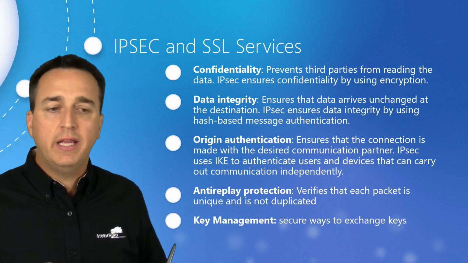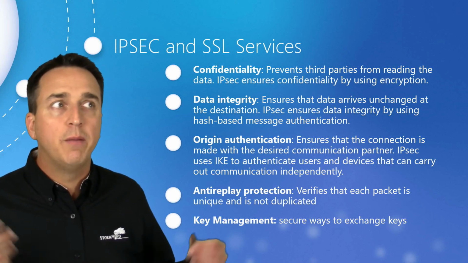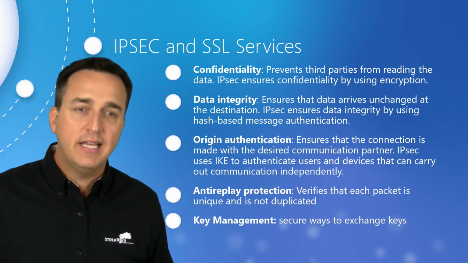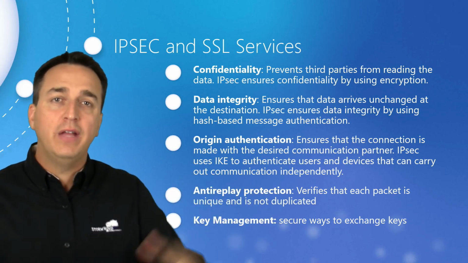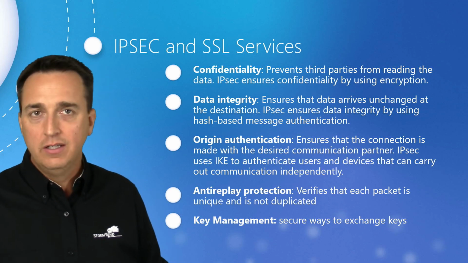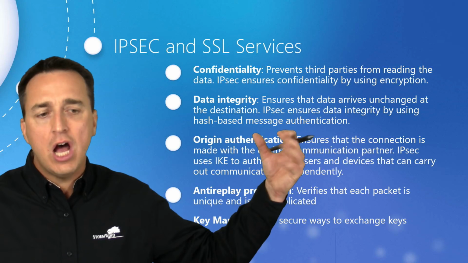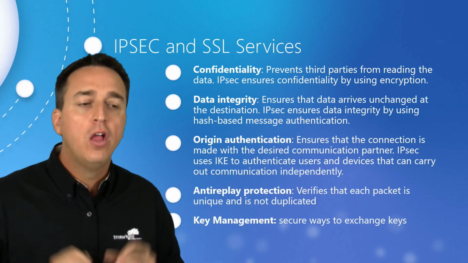Origin authentication is making sure that the source and destination of the channel are authentic with each other. That way we don't have some third party hijacking that section and putting themselves in there and actually being that tunnel. So this ensures that the source and destination of the tunnel, not the users that are talking to each other, the tunnel itself, are authentic.